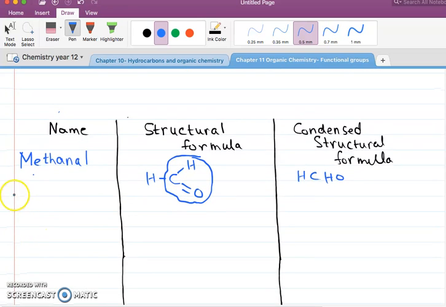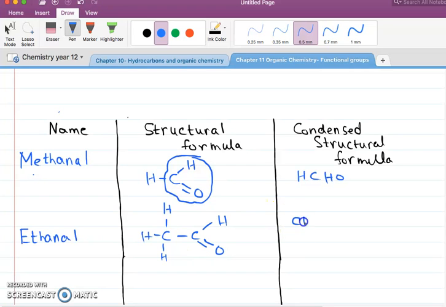The next one is ethanal, which is CH3CHO. Moving further, the next one.